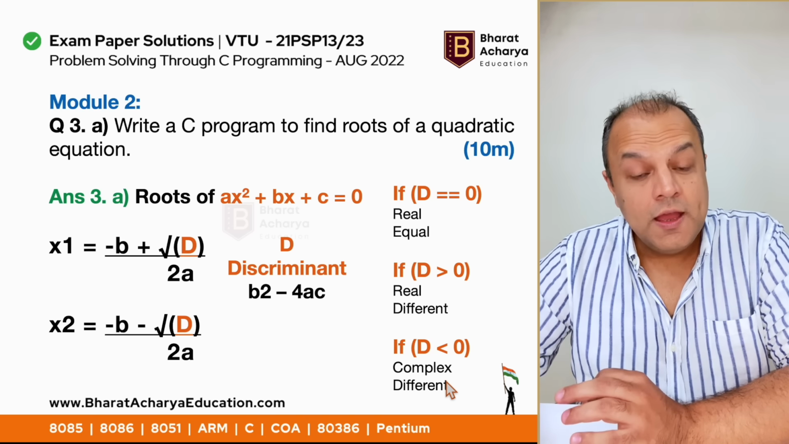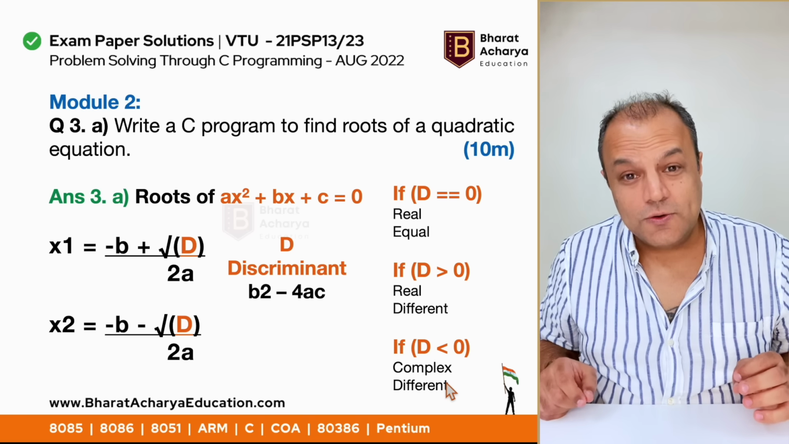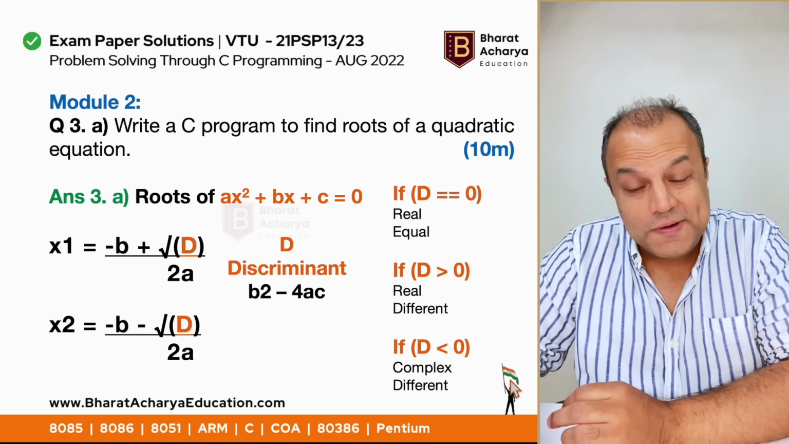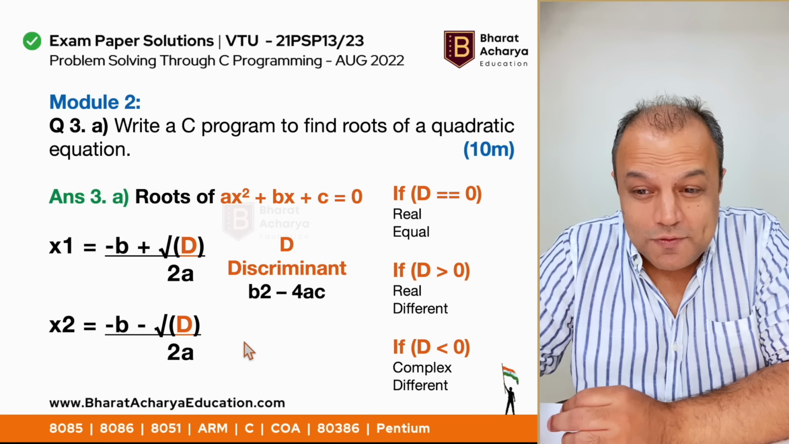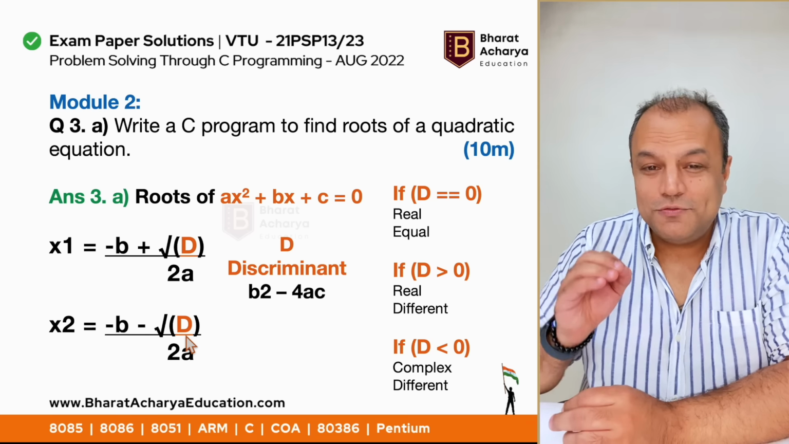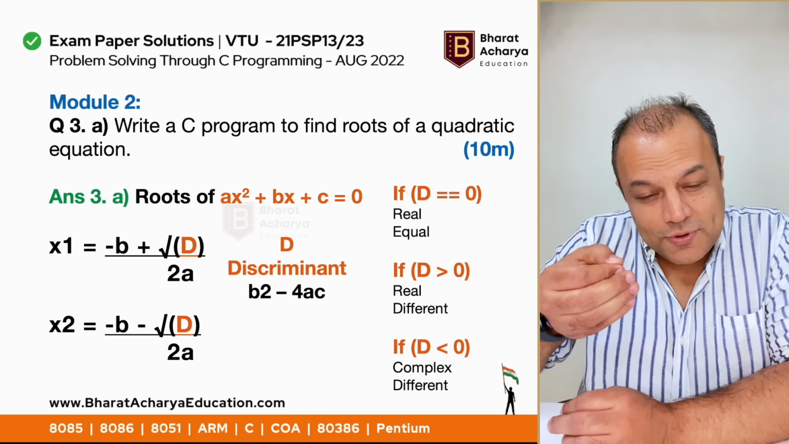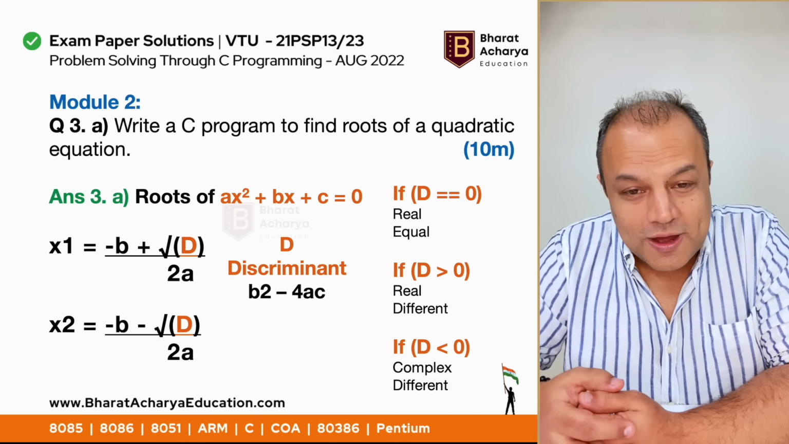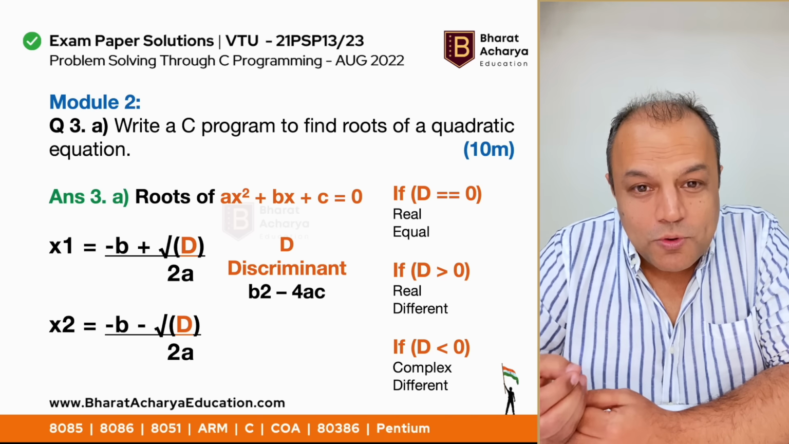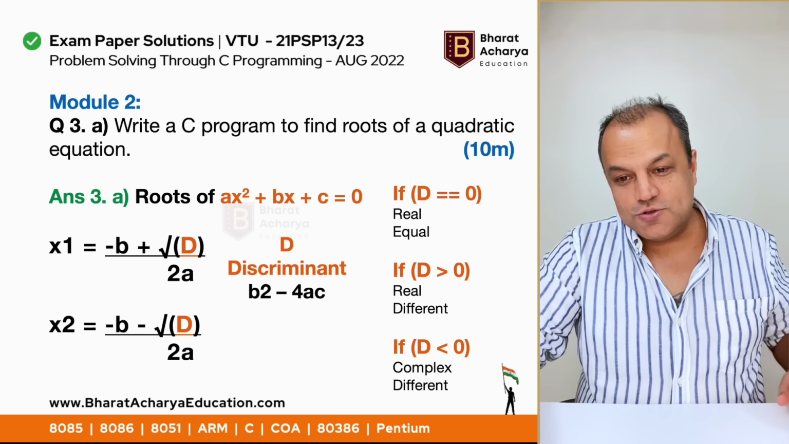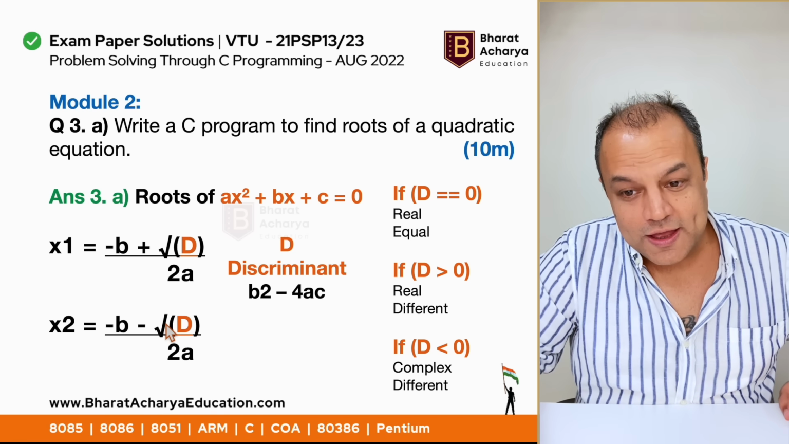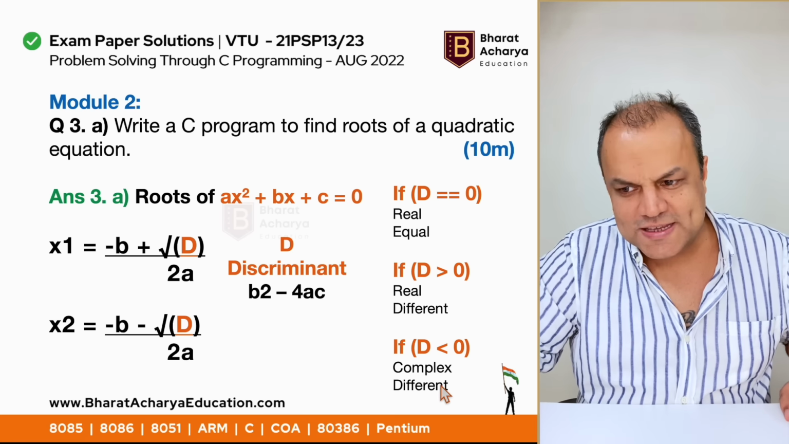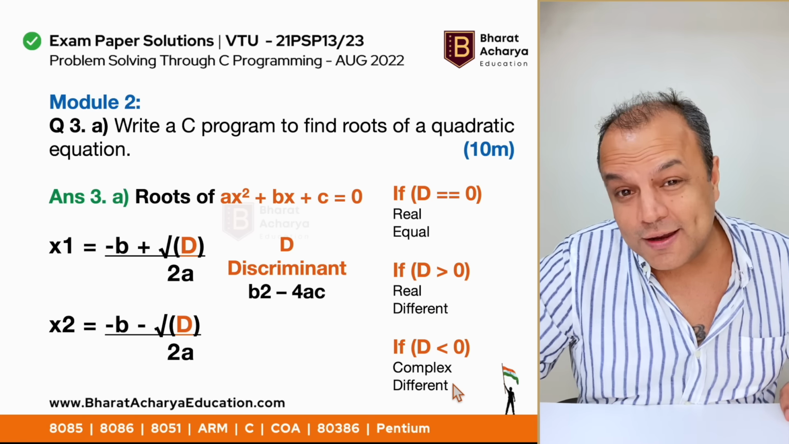All cool. If D is less than 0, then they are imaginary complex roots, because if D is less than 0, that means it's a negative number. Square root of 25 is 5. Square root of minus 25 is 5i, that is 5 into square root of minus 1, which means there is an imaginary component in this statement. So you can't do square root of D, so you'll do square root of minus D. I'll show you that. Basically, you'll get complex roots.